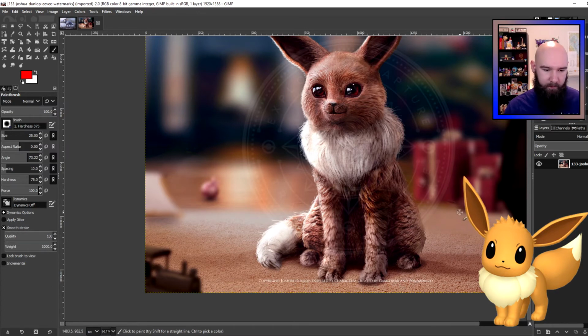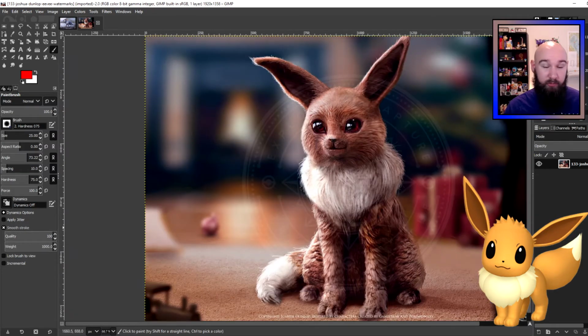I would have really liked to have seen, and this would have been a lot of work because you'd have to do all the Eeveelutions as well, an Alolan form of Eevee. I think that would have been really cool. But yeah, so far, I don't know. There's just a lot weird going on with Eevee.